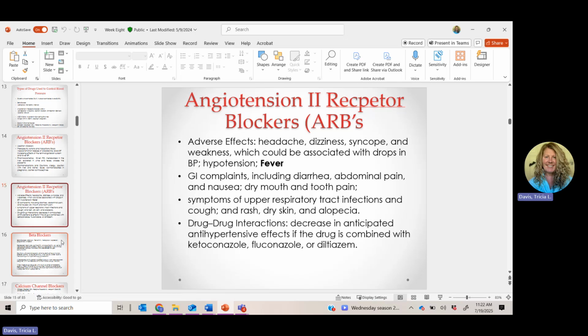We just have to be careful combining these medications that also have antihypertensive effects. And we see this happens all the time, okay? Because patients take multiple medications to try and control their blood pressure. We can see a decrease in the effectiveness of this medication if we pair it with some of our antifungals, and then another type of medication that we would give for heart rate and blood pressure, which is diltiazem.